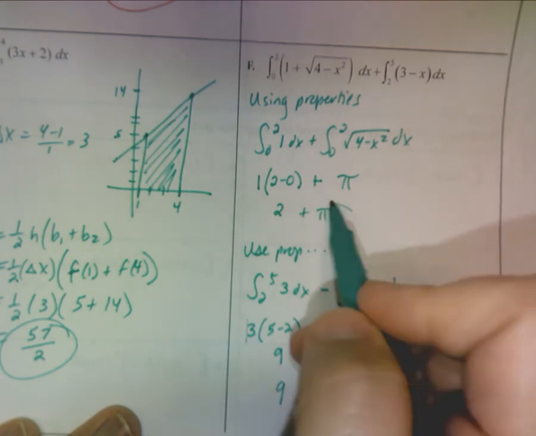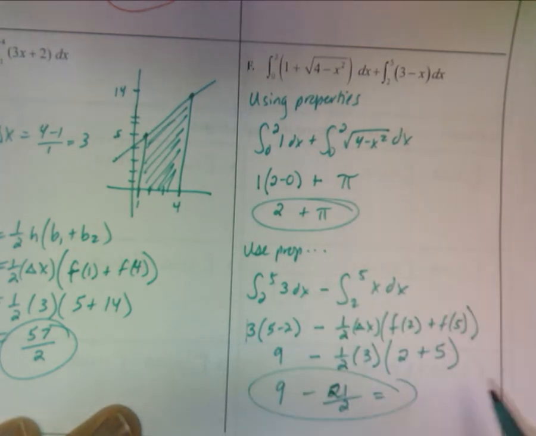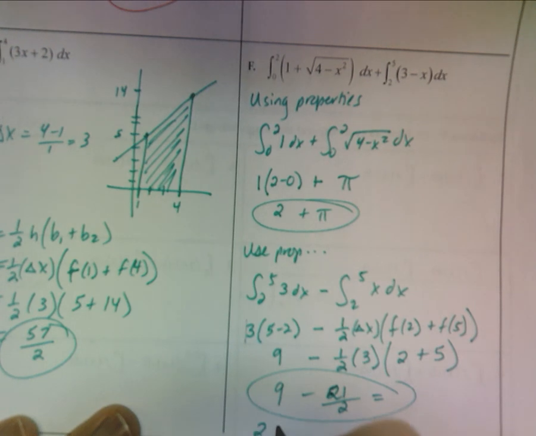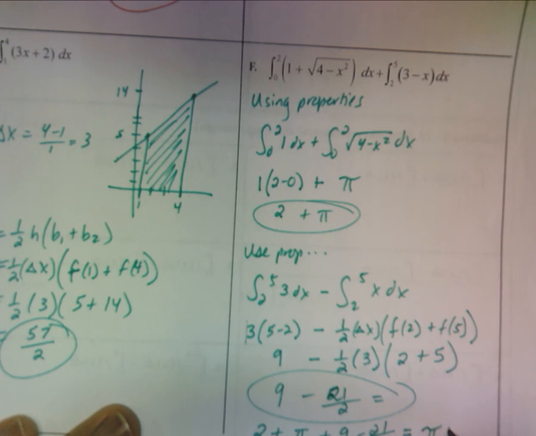Because we're going to combine it with this one, 2 plus pi plus 9 minus 21 over 2, which would be a total area of pi plus 11 minus 21 over 2, which is pi plus 1/2.